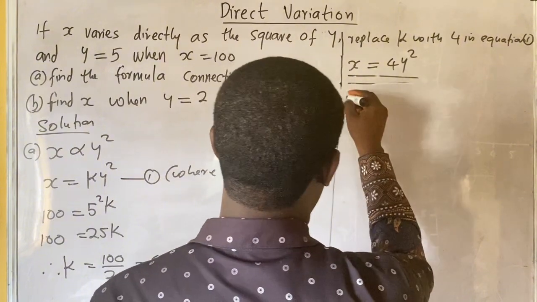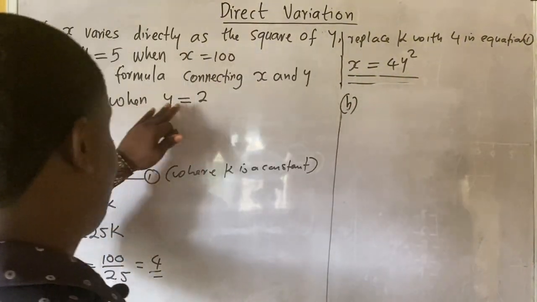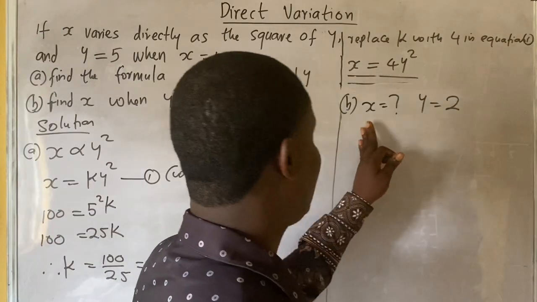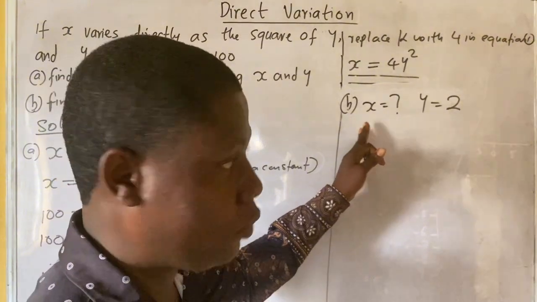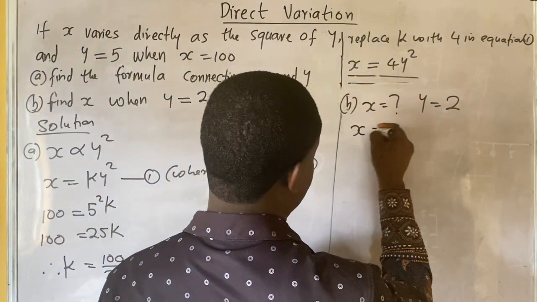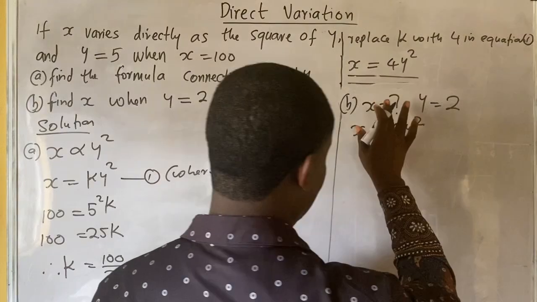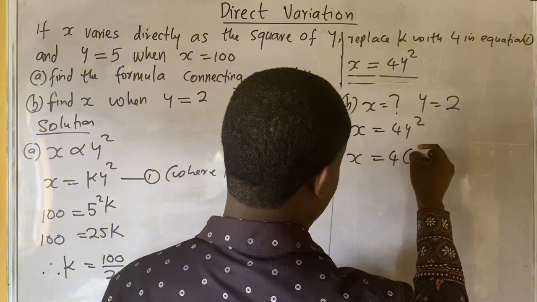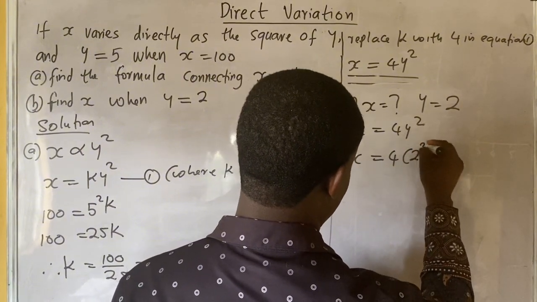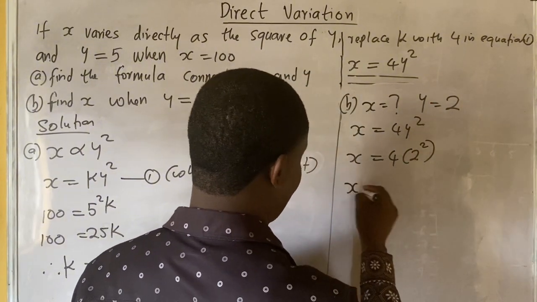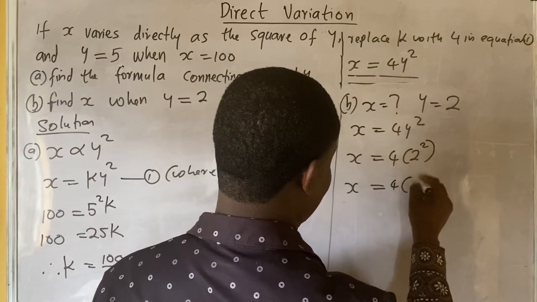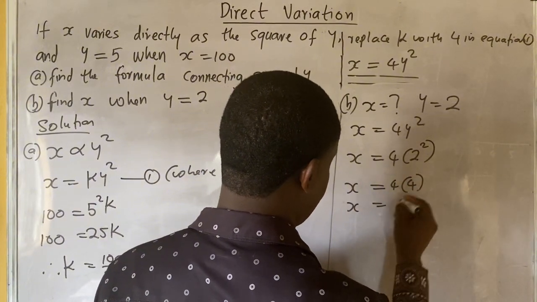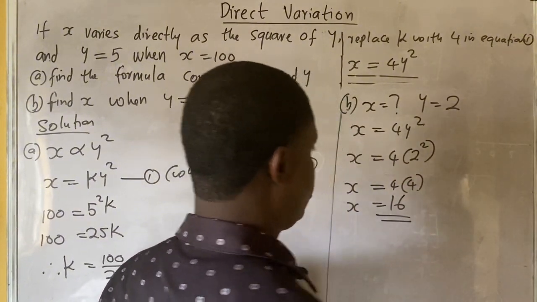Let's look at the B part of the question. We are told to find x when y equals 2. Here, we are going to make use of the formula connecting x and y, which is x equals 4y squared. So x equals 4 times 2 raised to the power of 2. 2 squared is 4, so x equals 4 times 4, which is 16. So our x equals 16.